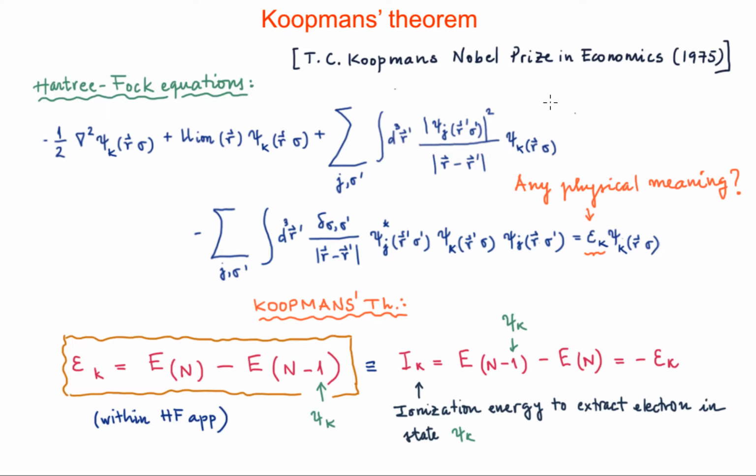These are the Hartree-Fock equations, and here we want to analyze if these Lagrange multipliers that appear in these equations actually have any physical meaning. This is the question that we want to answer, and the answer is going to come through the Koopmans theorem.